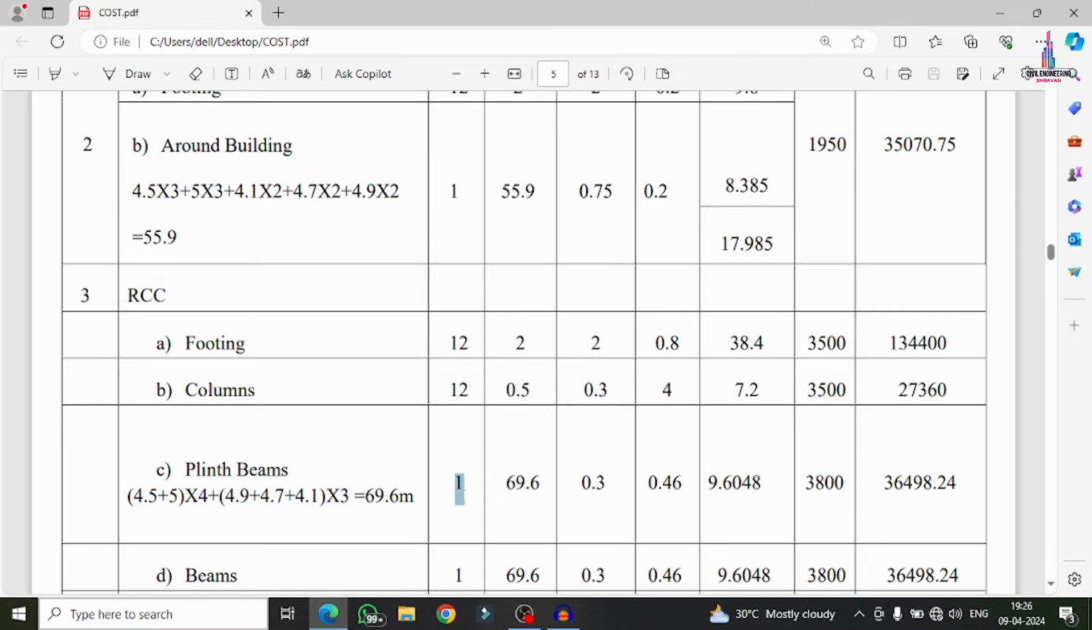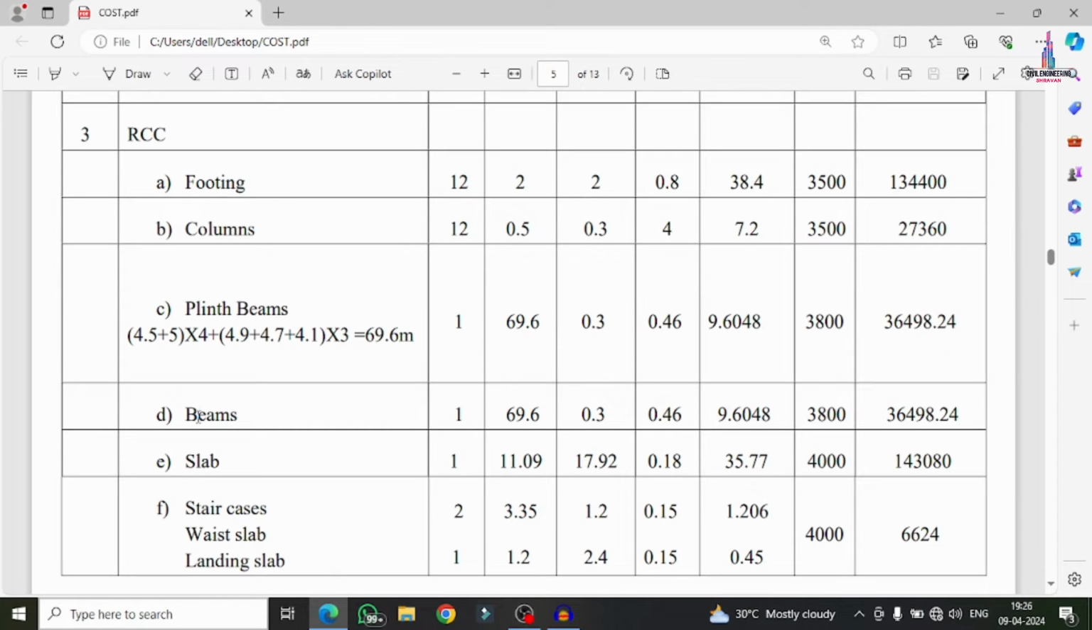So 1 is the number of the beam. 69.6 is the distance, and these are the dimensions of the plinth beam sections. Next is the quantity. If I multiply this quantity with 3800, then we get the cost here. And for the beam sections, which are the same as the plinth beams, I considered 1 number here, the quantity is the same, the dimensions are the same. That's why the cost is also the same.